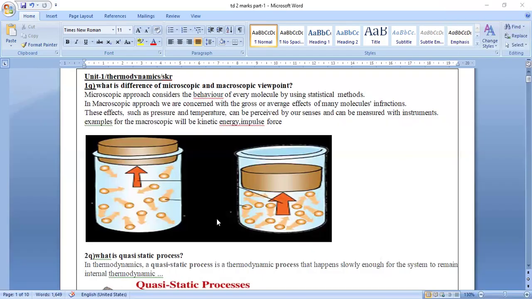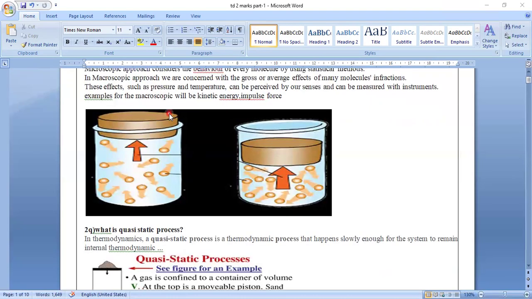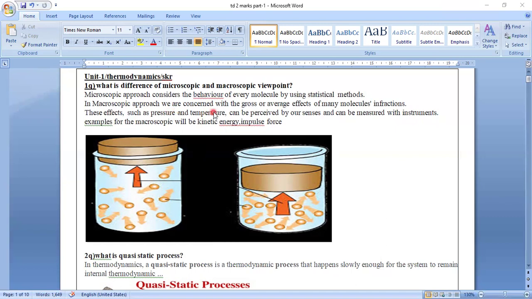First question, that is, what is the difference between microscopic and macroscopic? Generally, the microscopic approach considers the behavior of every molecule by using statistical methods. So what is the meaning of statistical methods? We can prove it by using mathematics. In the macroscopic approach, we consider the gross or average effect of many molecules. So many molecules in a vessel.